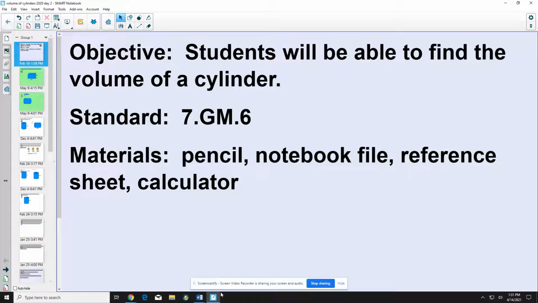Today our objective is to be able to find the volume of a cylinder. So before we start, you need to have your calculator pulled up. Go to Canvas and from the home page, pull up your calculator so you have that out.